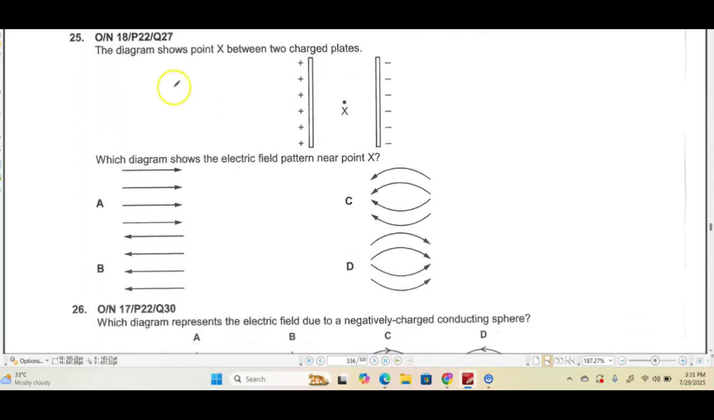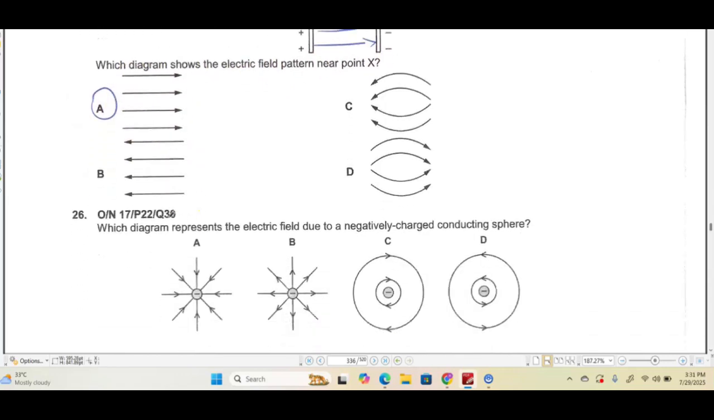Question number 25. The diagram shows point X between two charged plates. Which diagram shows the electric field pattern near X? It's always straight parallel lines from the positive end to the negative end. Okay, so A is going to be the correct option because it shows the direction of these lines very correctly.